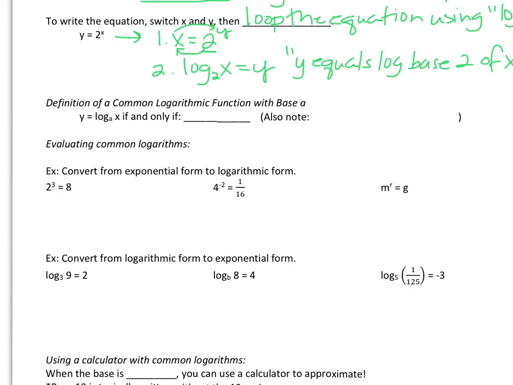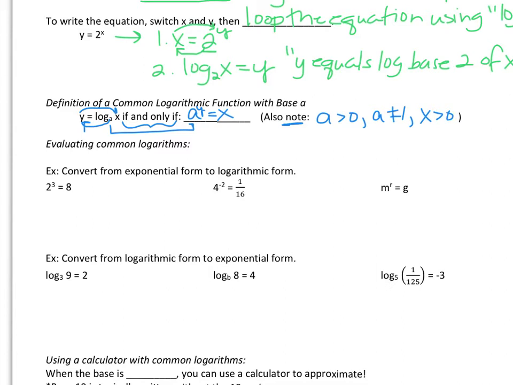The definition of a common logarithmic function with base a: y equals log base a of x if and only if the base to the exponent, so here's where we loop it again, a to the y power equals x. So that's just looping it in the other order. One thing to note for that a value, your base has to be greater than 0, and it can't equal 1. So there's a couple of rules for a. x also has to be greater than 0, whatever you're taking the logarithm of.